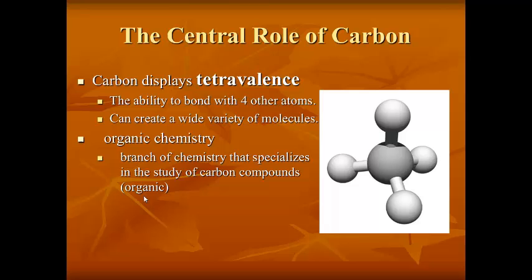Carbon displays what we call tetravalence. Tetravalence means that it has 4 valence electrons. Here you see 1, 2, 3, 4, which means that carbon is able to bond with 4 other atoms. This ability can create a wide array of different organic molecules that have different shapes. The shape of a molecule is going to give rise to its properties and to its functions. The branch of organic chemistry studies compounds that contain carbon.